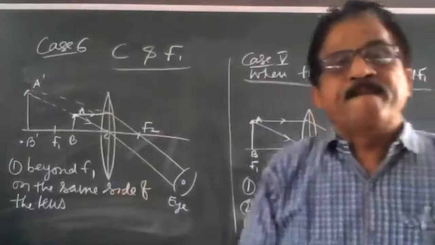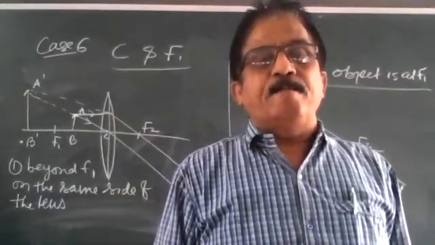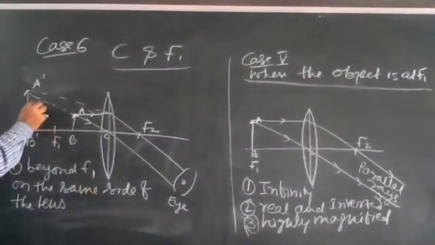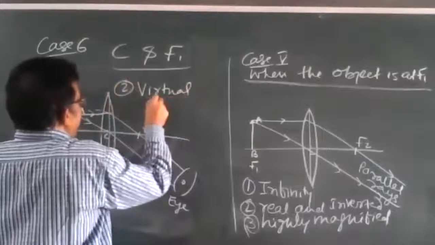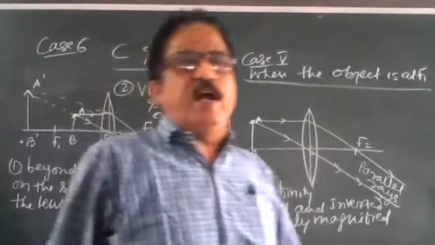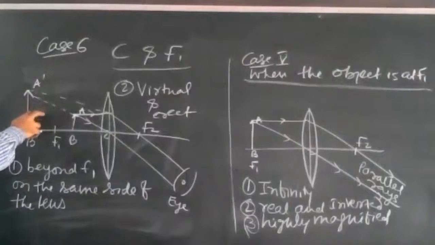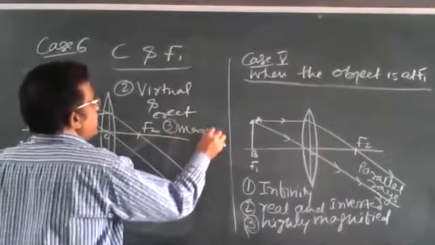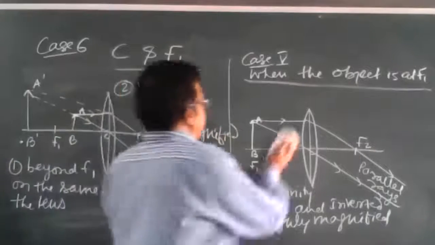Then what I can say here, the second one is virtual and erect. You can see like this. This is virtual and erect. And the third one, I can say, is magnified, larger in size than the object. Third one is magnified, that is larger in size than the object.